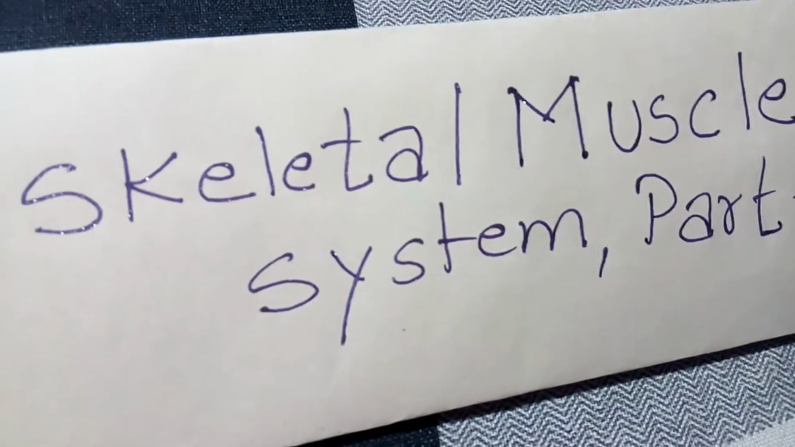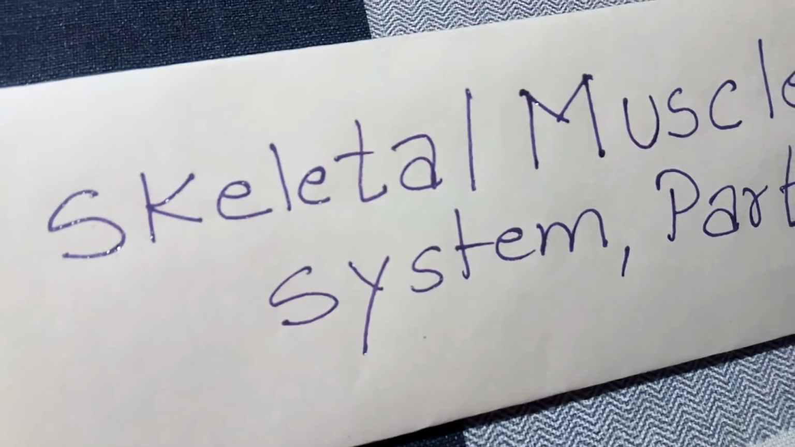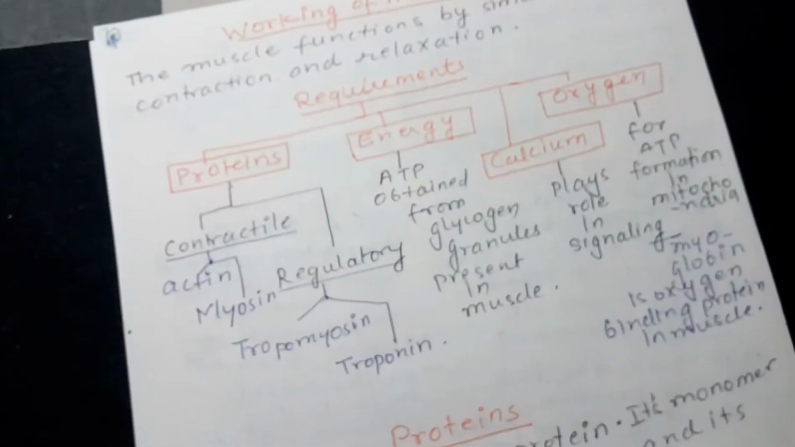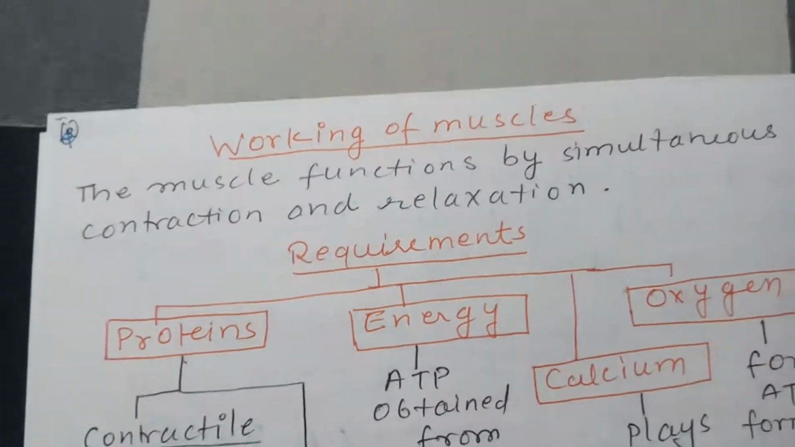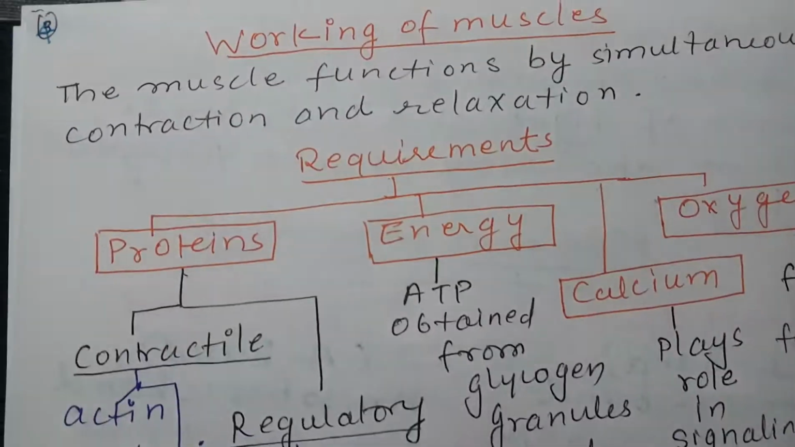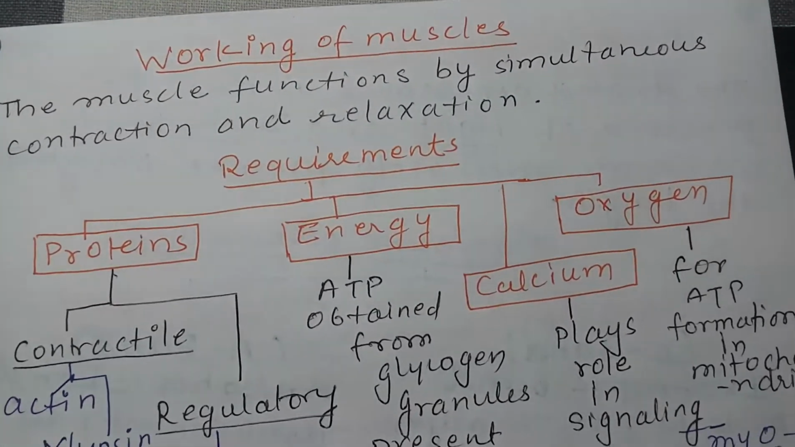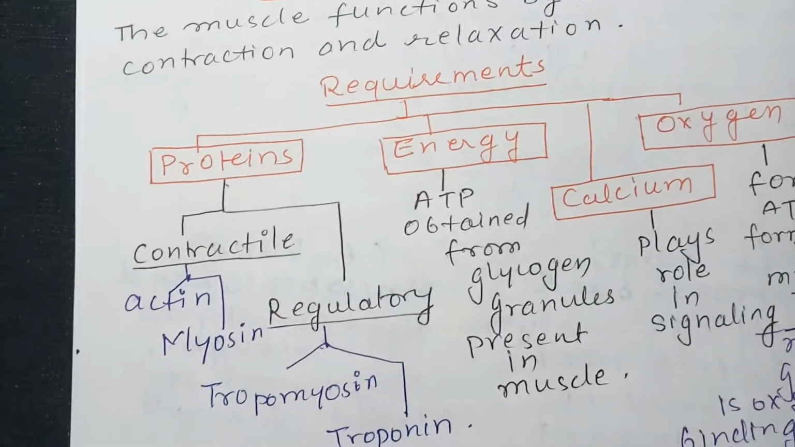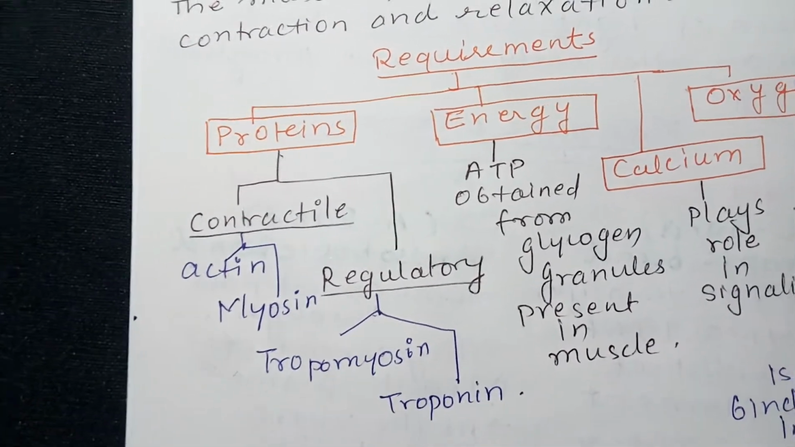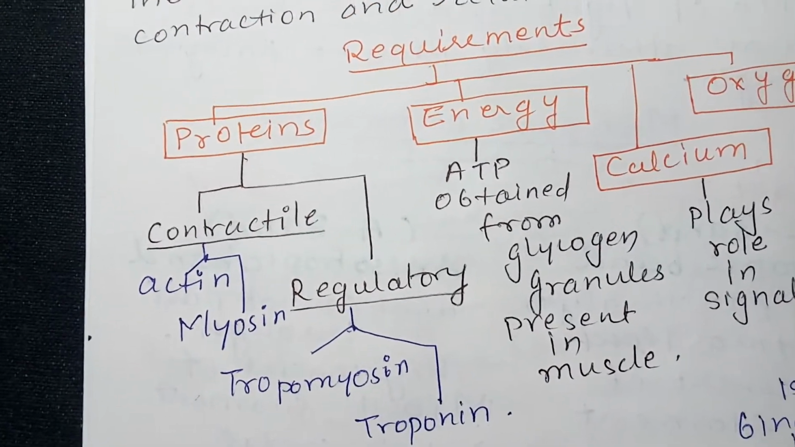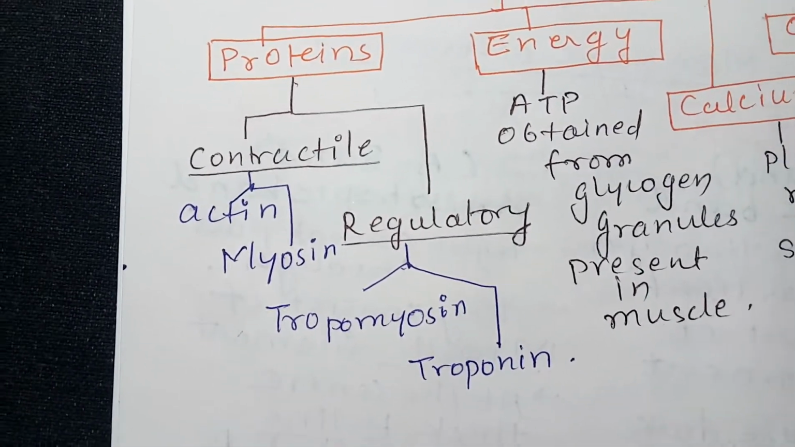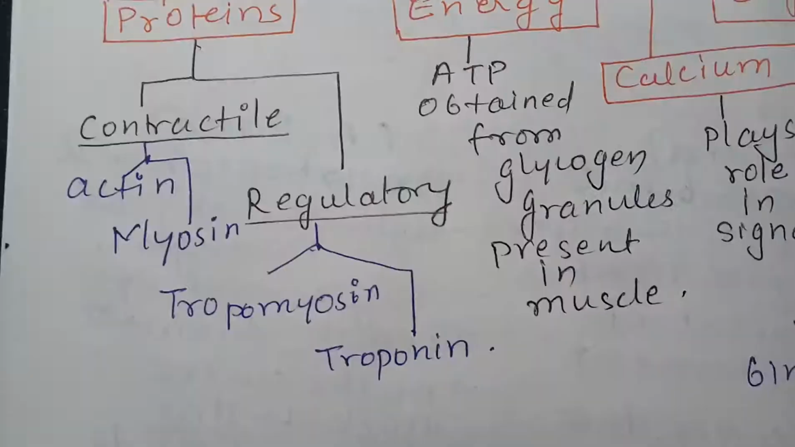Okay, now we will see the working of muscle. How does the muscle work? Basically they function by simultaneous contraction and relaxation. Now what are the requirements of these muscles? Proteins, energy, calcium, oxygen. Proteins are of two types, contractile and regulatory. Contractile proteins help in the contraction, and regulatory proteins regulate the contraction process. Contractile proteins are actin and myosin. Regulatory proteins are tropomyosin and troponin.